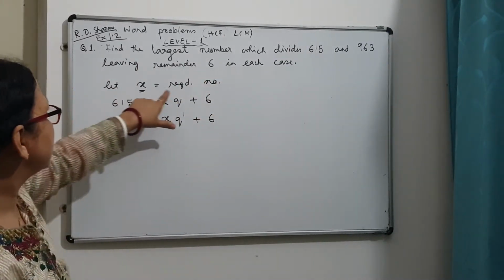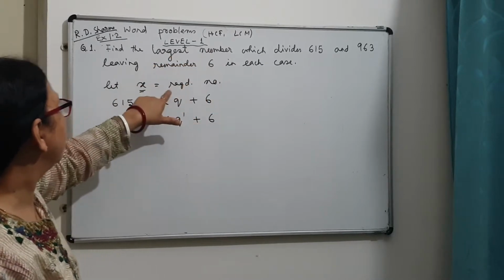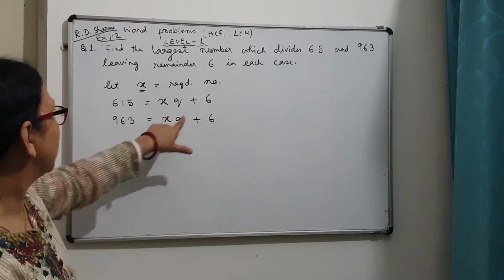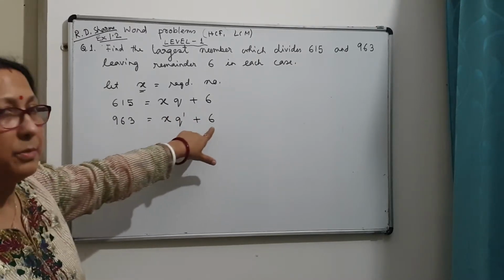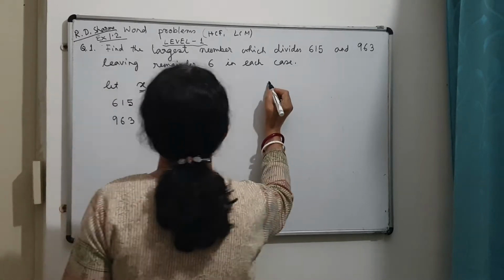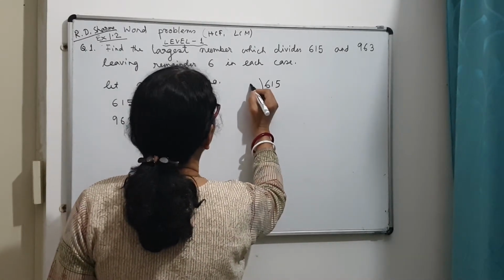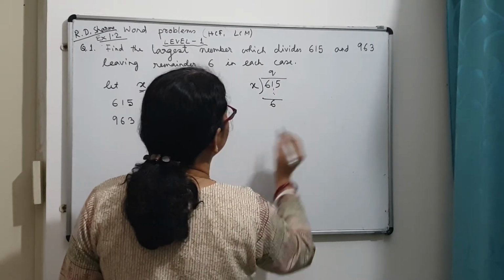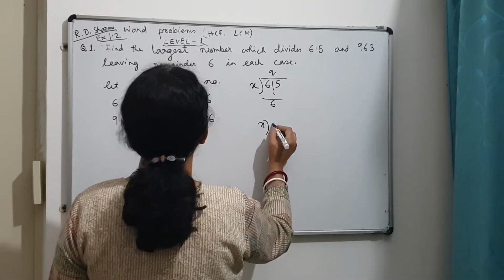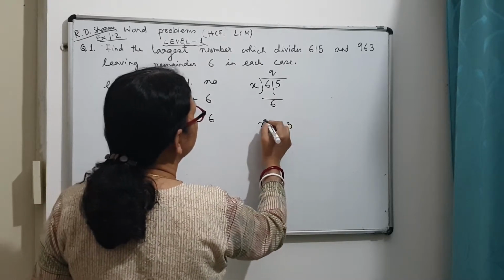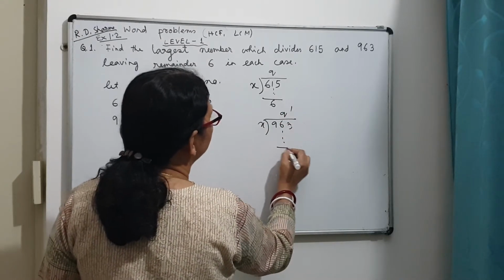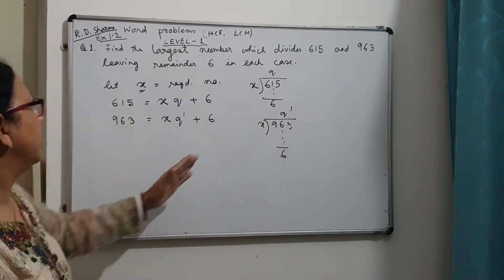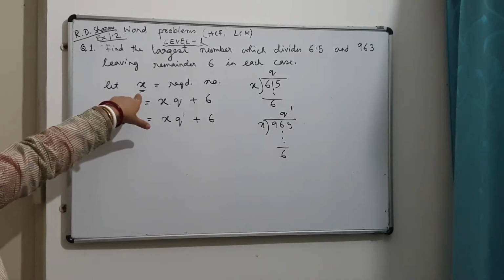So if x is this largest number, when I divide 615 by x, the remainder is 6, and when I divide 963 by x, the remainder is 6. You understood the thing? 615 divided by the largest number, q is the quotient and remainder is 6. And again, when I divide the other number 963, q dash is the quotient and remainder is 6. So that is the question. So we have to find the value of x.